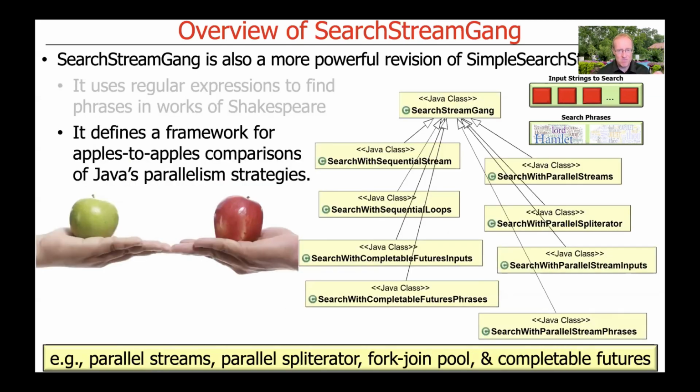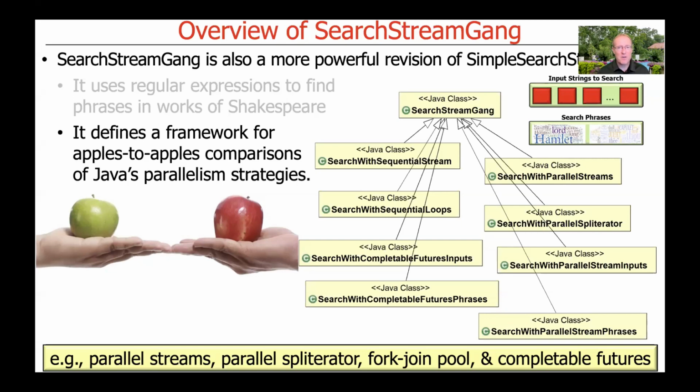The other thing we do with this framework, with this SearchStreamGang case study, is we allow apples to apples comparisons between a whole slew of different Java parallelism strategies. And this, I think, is really the true value of this particular case study and why we're going to look at it in the way we do. Because it allows us to compare sequential loops with sequential streams, and then with parallel streams and different variants of parallel streams, with the fork join pool, with completable futures, with reactive streams, things like RxJava and the Project Reactor toolkit and so on.